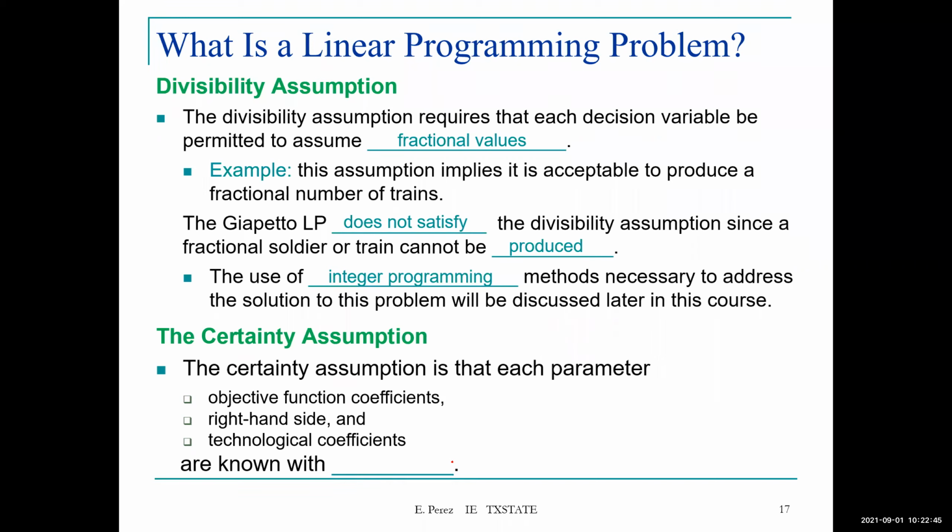The certainty assumption is that each parameter, objective function coefficients, the right-hand side, and the technological coefficients are known with certainty. So we know those numbers, and we assume that those are correct. So the solution is going to be based on those numbers.